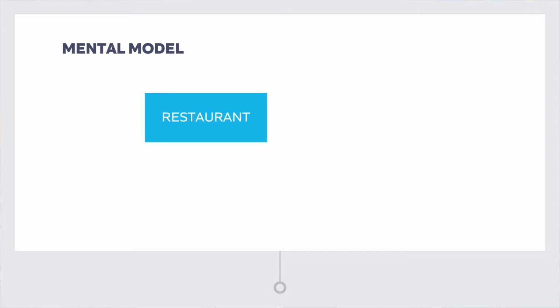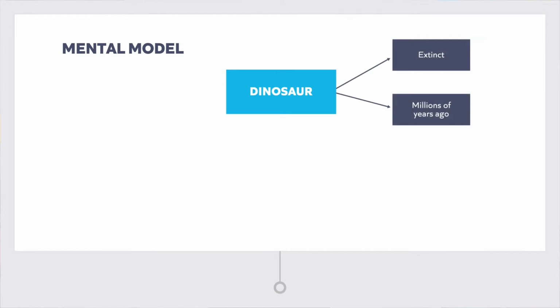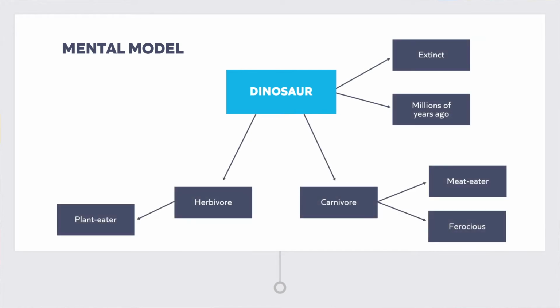When we enter a restaurant, our mental model of what a restaurant is and what people do within a restaurant guides our actions. Our mental model of a restaurant is likely to include the fact that there will be menus to choose from. So we might look for a menu when we sit down. When we read a text that mentions the word dinosaur, we draw on our mental model of what a dinosaur is to make meaning from the words.